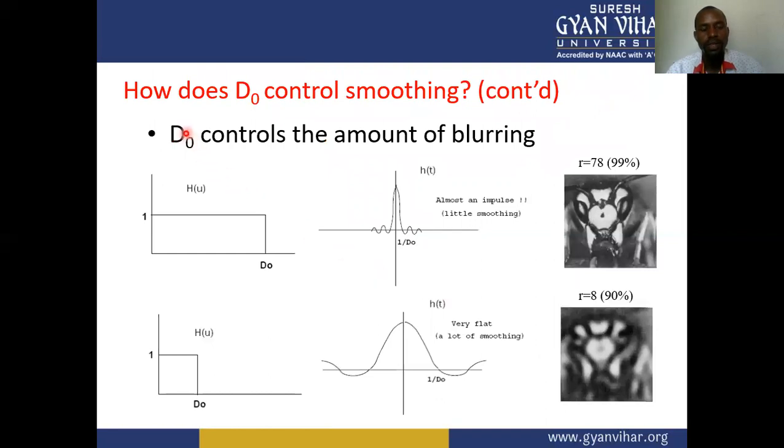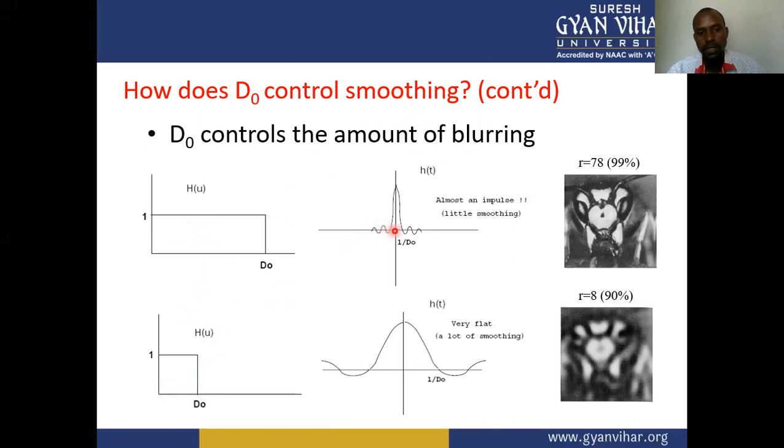Now D0 here: how does D0 control things? We covered D0 in the previous class. D0 controls the amount of blurring. These are spatial domain images. So when the radius is greater, this is the effect, and when the radius is shorter, this is the effect.